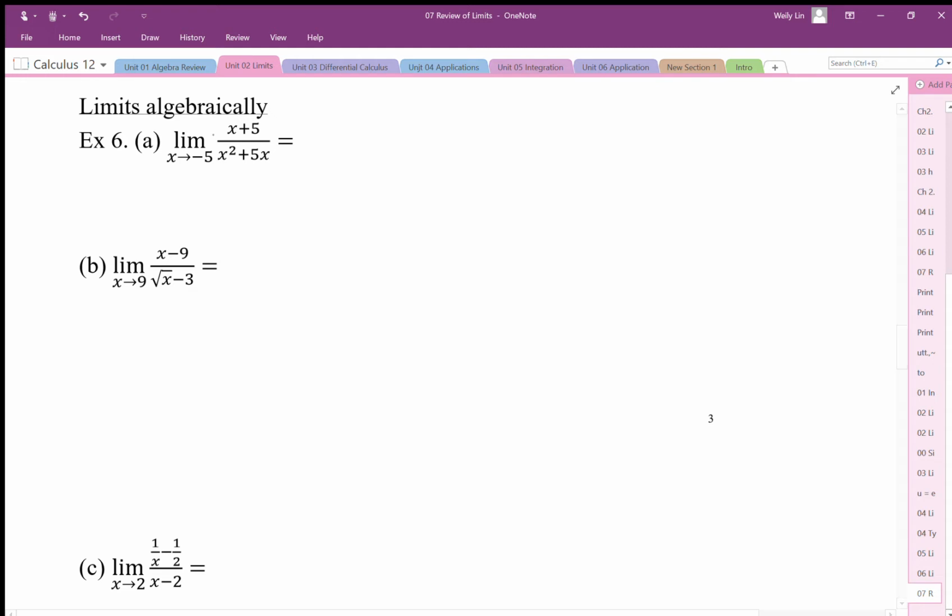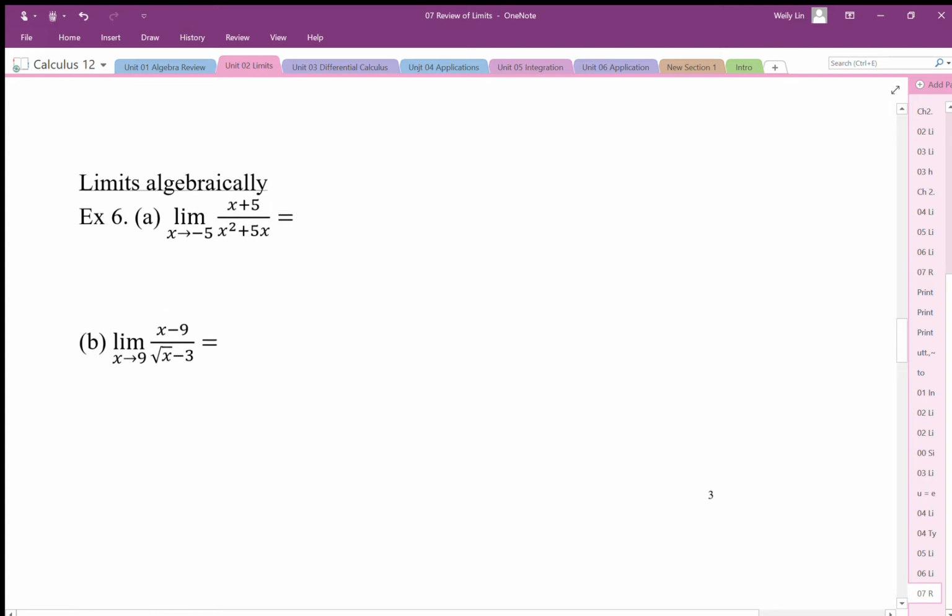So here, when x equals -5, when I plug it in, I'm going to get 0 on top and 25 minus 25, so 0 on the bottom. So I'm going to end up with 0 over 0, and that's a problem. I can't really resolve it that way, so I'm going to have to see if I can somehow simplify this algebraically.